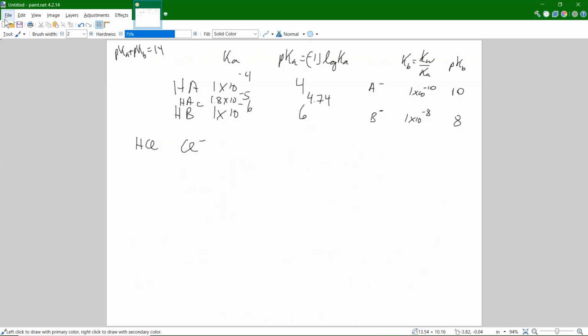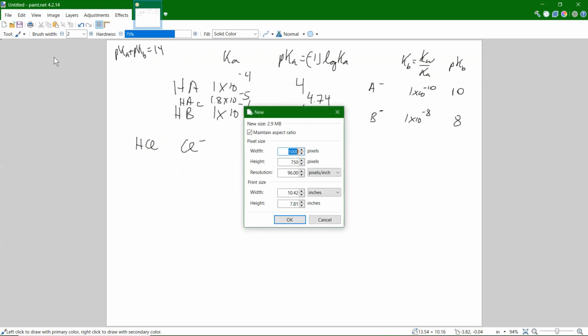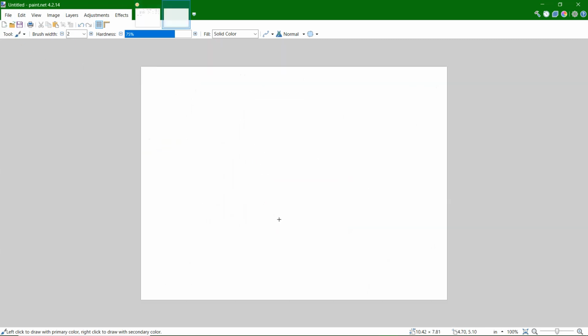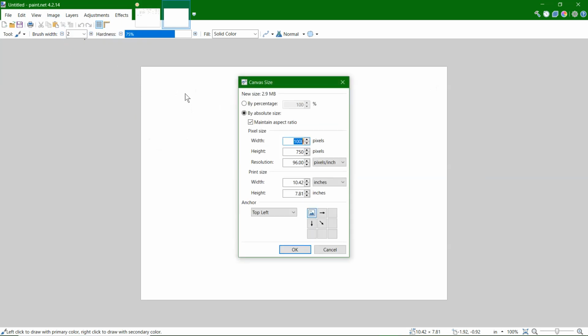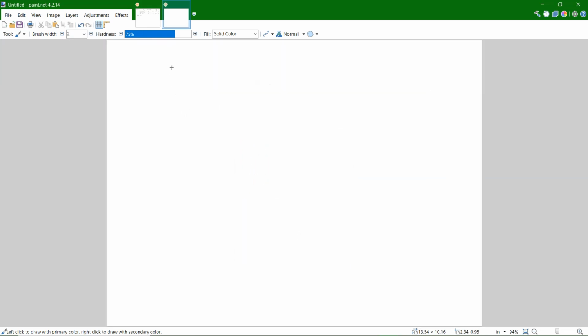So I'm going to go File, New, and this isn't in your book, it's a Carroll original here. I'm going to go to Image, Canvas Size. Let's do 130. We need to see a little bigger picture here. Okay, so let's say we were looking at the buffer where you had your acetic acid and your acetate.